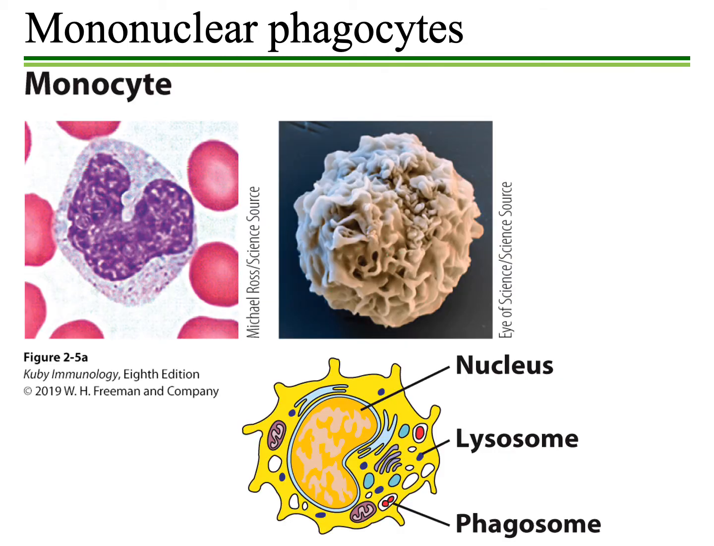Now, the first cell type that I want to discuss is what's known as a monocyte. Now, a monocyte is still a cell that can differentiate into a macrophage. So for our purposes, we're not even going to focus on the monocyte. We're going to talk about macrophages, which are on the next slide.